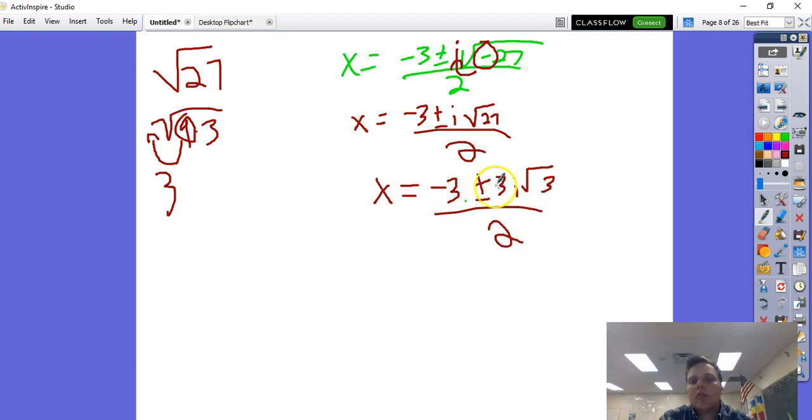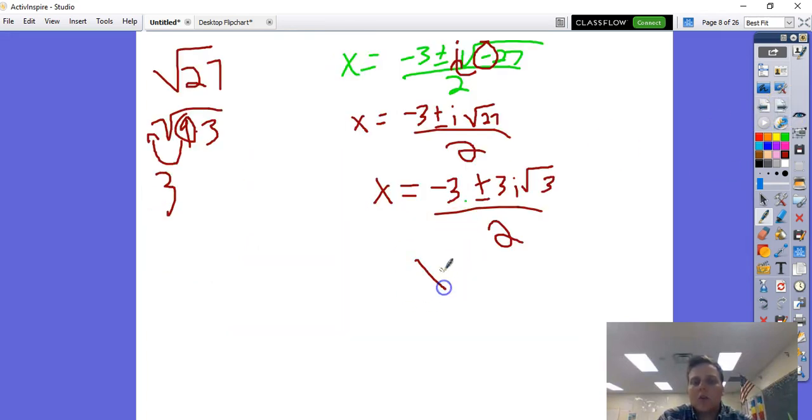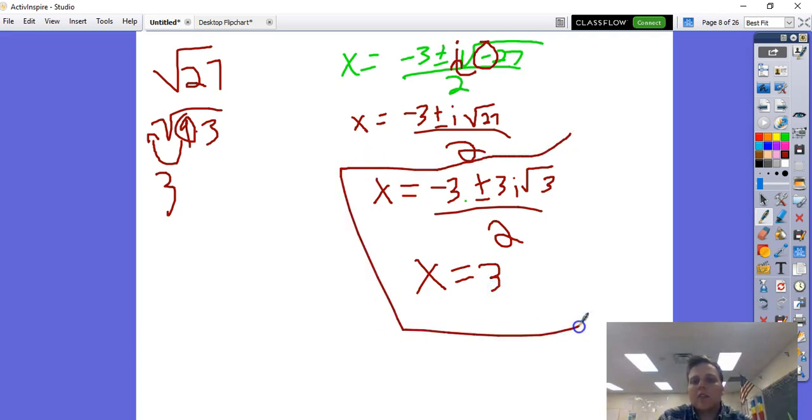And we look and we say 3, 3, and 2, they do not have a number in common, so I cannot take it further. And then remember, we solved for 3 at the very beginning over here, so that's my third answer. So x equals 3. Those are all of my answers. And there you go. That's how you do problem 1.